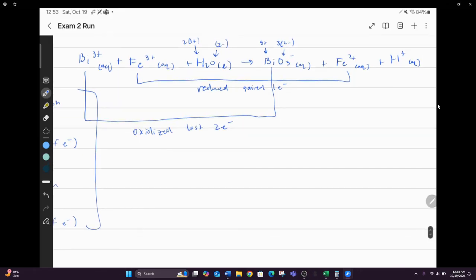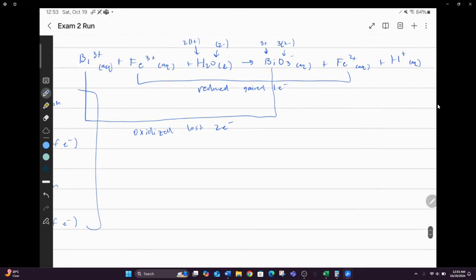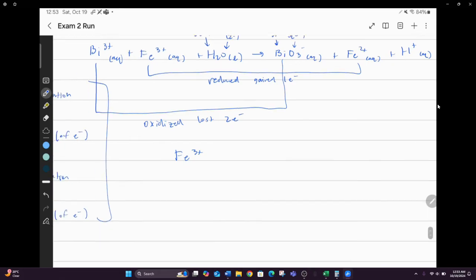To do the half reactions, we're just going to focus on our Fe3+ and our Fe2+. So our first half reaction is Fe3+ to Fe2+. The second half reaction is Bi3+ to BiO3 minus.